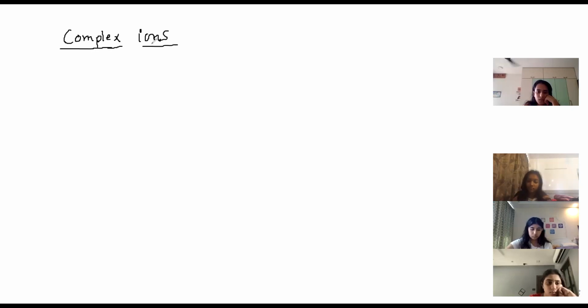Okay. So to understand complex ions, let's start with simple ions. Now, what are simple ions? Suppose copper loses 2 electrons, it becomes copper 2+, which is a cation. This is a simple cation. This is the cation which can exist by itself. It's alone. Okay, that's a simple ion.